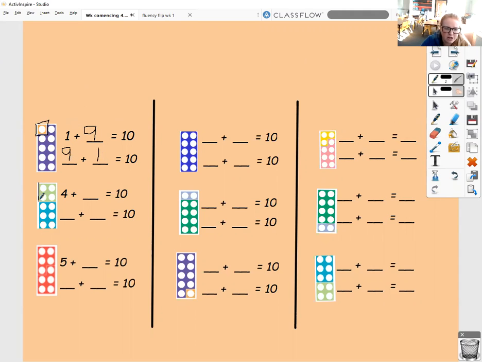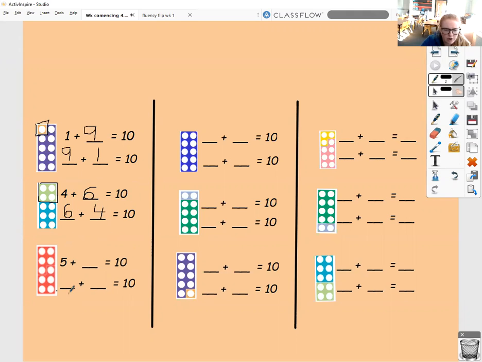So look at this one. Our first piece of Numicon is 4. 4 plus how many more equals 10? What piece of Numicon is that one? 6. Fantastic. What is our fact family with our whole going at the end? Our fact family is 6 plus 4 more equals 10.